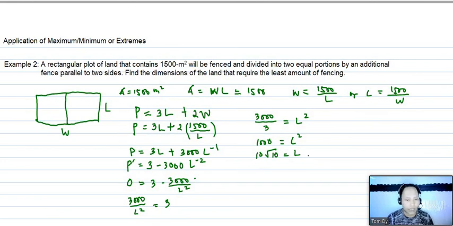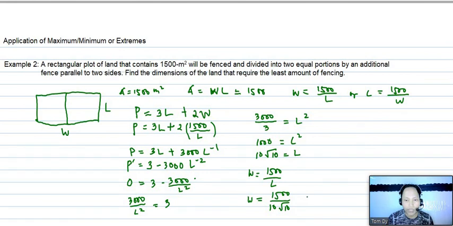Okay. So I have now the value of L. Find the dimensions of L. I mean dimensions of the land. So if L equals 10 square root of 10, so I can make use of this one to find the value of my W, or the width. So our W is equivalent to 1,500 divided by L. Since L equals 10 square root of 10, we will substitute that value. That is 1,500 over 10 square root of 10.